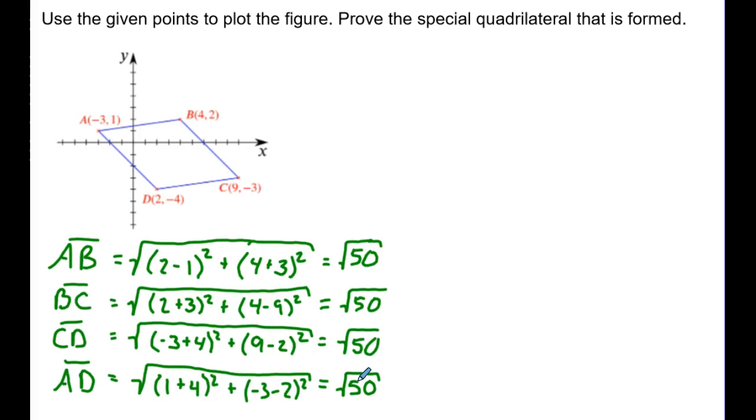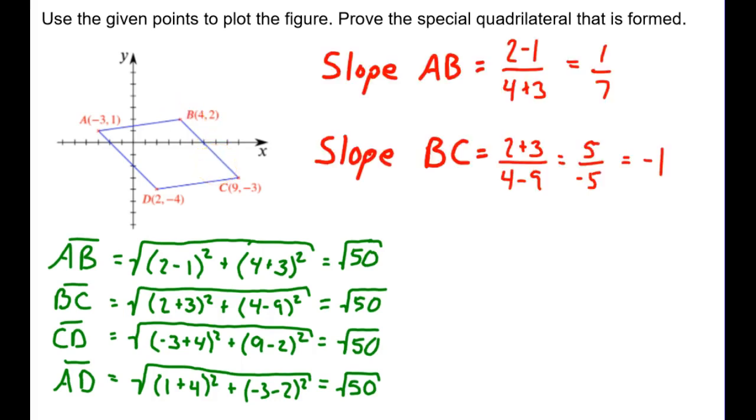So we verified that all four sides are congruent. So now we know this quadrilateral must either be a rhombus or a square. So now we have to show whether or not two adjacent sides form a 90-degree angle. We can do that by comparing the slopes. The slope of AB would simplify down to 1/7, and the slope of BC simplifies down to -1. Comparing those, we can see those are not opposite reciprocals, which verifies that these two sides are not perpendicular, thus this is not a right angle.